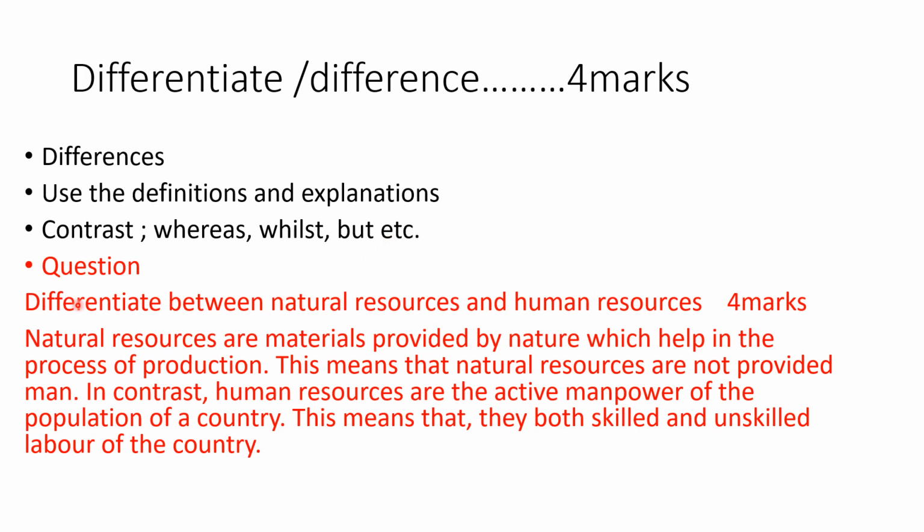Let's take an example. Differentiate between natural resources and human resources. So it's 4 marks. So we start. Natural resources are materials provided by nature which help in the process of production. This means that natural resources are not provided by man. In contrast, human resources are the active manpower of the population of a country. This means that they are both skilled and unskilled labor of the country. So you see the word contrast. In contrast, you can use the definition and difference, because if they say state the difference, we just state the definition and use contrast. Without contrast, they will not mark.